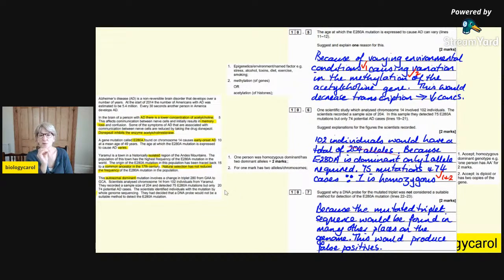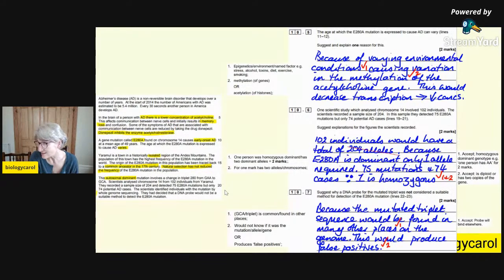Because the mutated triplet sequence would be found in many other places on the genome, and therefore it would produce false positives. Why the DNA probe is not suitable: 2 marks, 2 points. Because it would be found in other places, and then I had to kind of go, right, what's my other mark point? Oh, because if it was used, you'd get false positives, and there's the mark scheme. So I got those 2 marks. And there is the end.